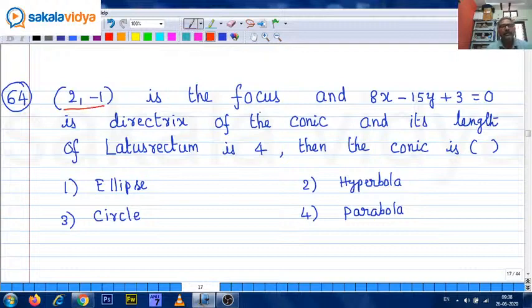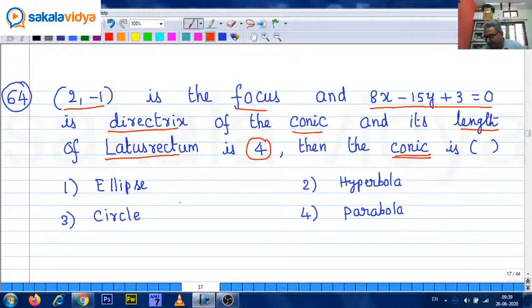(2, -1) is the focus. 8x - 15y + 3 = 0 is the directrix of the conic. Length of latus rectum is 4. Then we need to find out the nature of the conic. So option 4 is the right option, but we need to justify our answer.